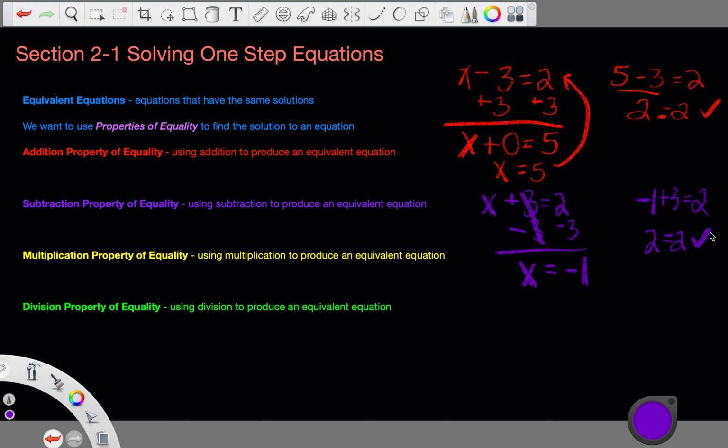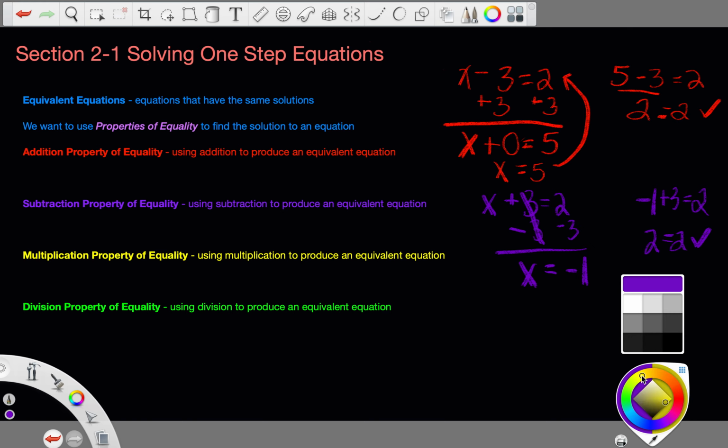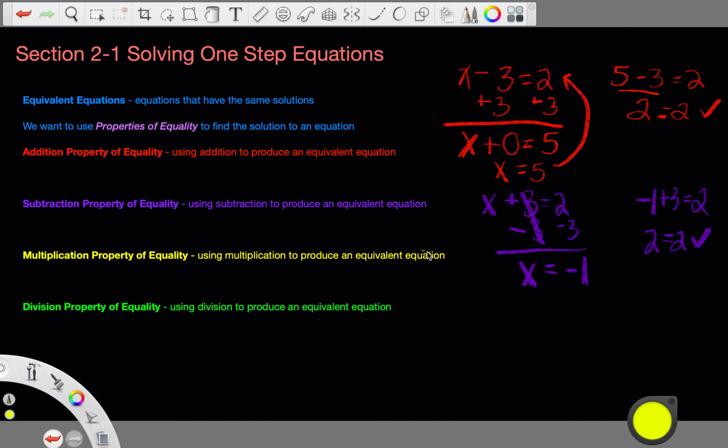All right? Those are pretty simple problems, but all we're going to be looking at today is one-step equations. So you're halfway there. So next thing we're going to look at is the multiplication property of equality. Okay? So the equation we're going to be using is as follows. I'm going to do it over here. x over 3 equals 2.